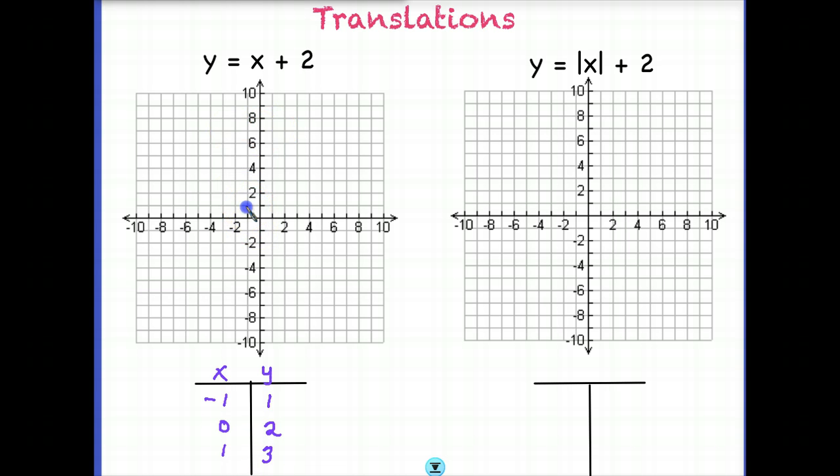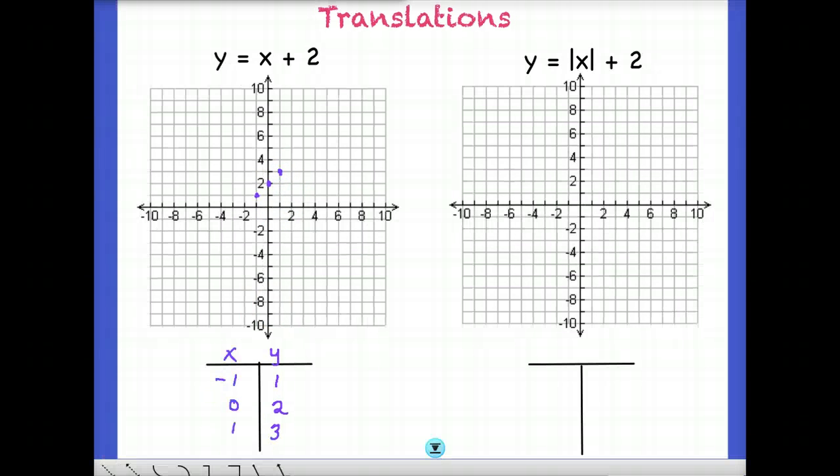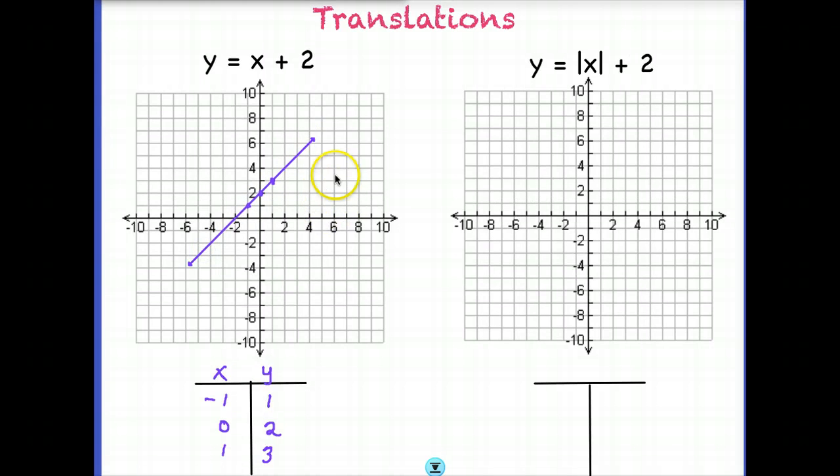Plotting these points, I get a point here at -1, 1, 0, 2, and 1, 3 up here. Let's draw our line so we can see what that looks like. Okay, here we have our new equation that has been translated. So let's think about what our parent function looked like. So our parent function went right through 0, 0, if you remember. Our y-intercept was at 0, 0.